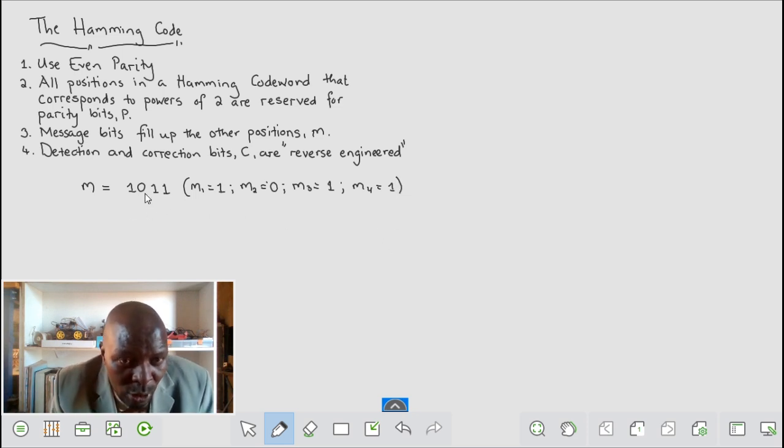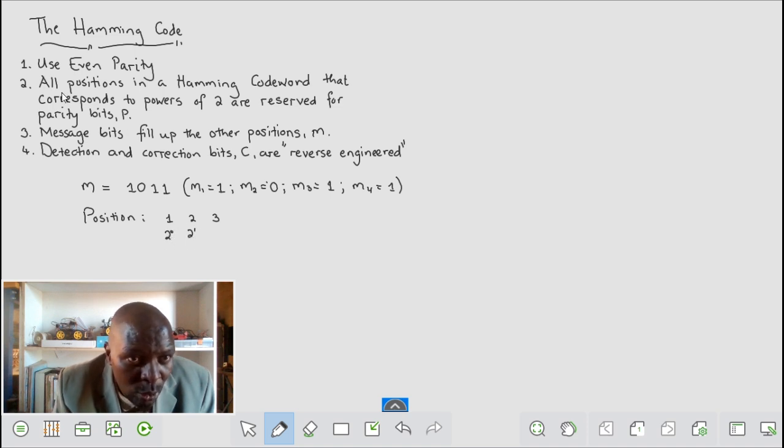What we then do, we know that these here are going to take up the positions. We are going to have position 1, 2, 3. So this is the power of 2, this is 2 to the power of 0, this is 2 to the power of 1. So all those positions in the Hamming code word that correspond to powers of 2 are reserved for parity bits. So this here therefore is our first parity bit. That there is our second parity bit.